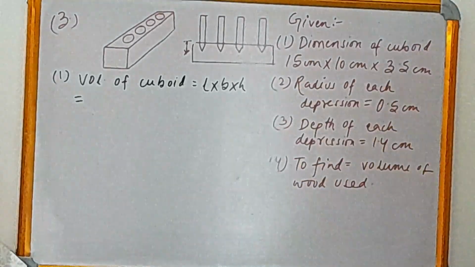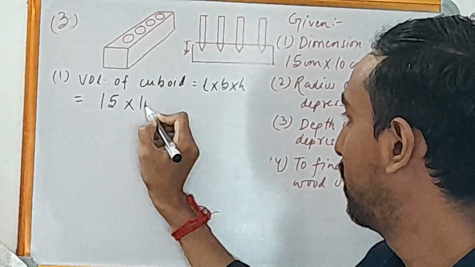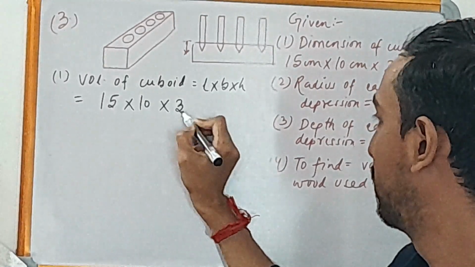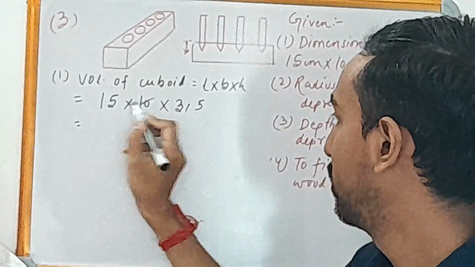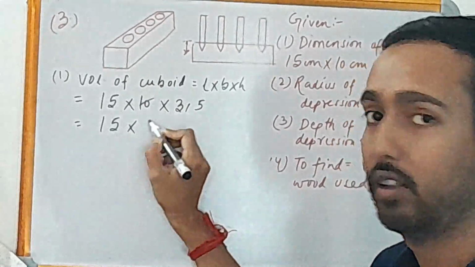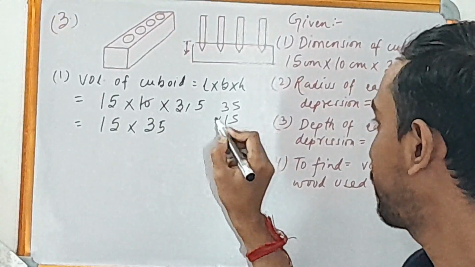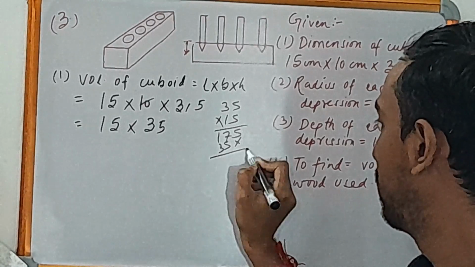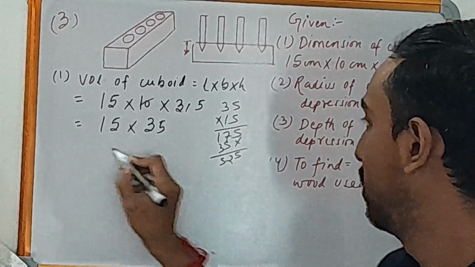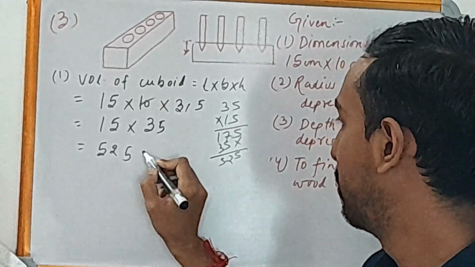Here length, breadth and height are given in the question, so it is found by 15 into 10 into 3.5. The decimal is considered by 10, so this is 15 multiplied by 35. Let's multiply this. So the answer comes out to be 525 centimeter cube.